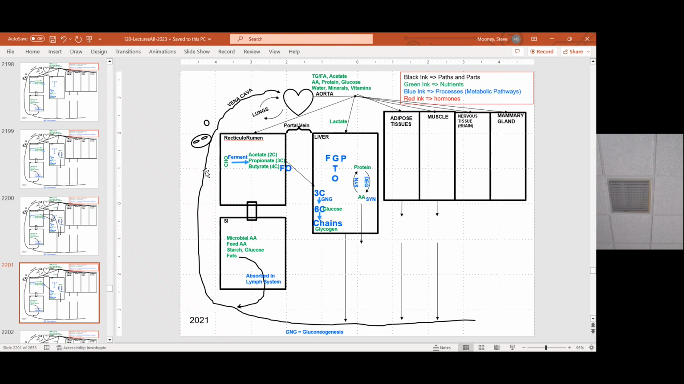So that propionate goes to glucose. So acetate can be either burned or bypass the liver. Propionate's made into glucose. Butyrate never gets there. It's burned up in the metabolism of the gut to power all those contractions to keep that mixing going.